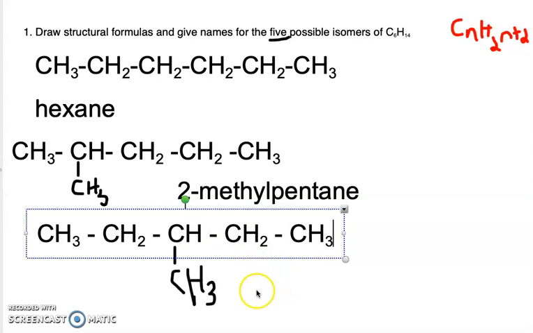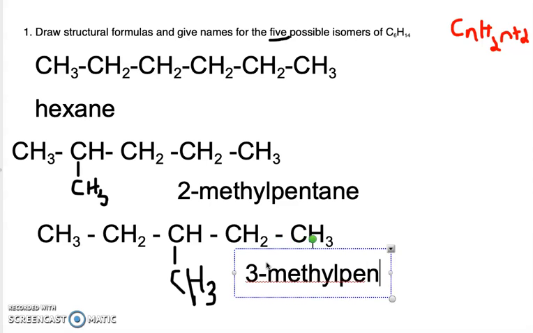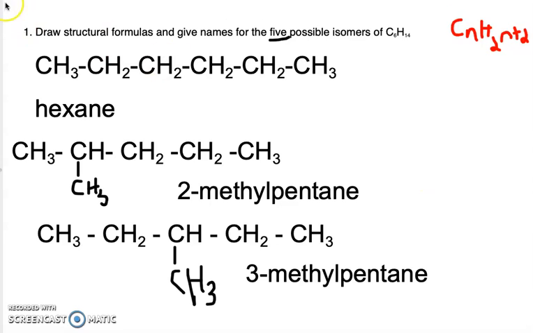Okay, so name of this one is kind of similar to this one, right? It's still a methyl pentane. The difference though is 1, 2, 3. It's now on the 3rd carbon, right? If I number from this side, 1, 2, 3. So it doesn't matter which way I number from. This is going to be a 3-methyl pentane. So now we have 3 options.